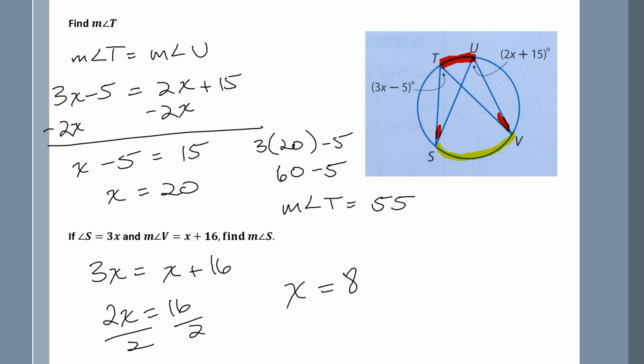We want to find the measure of angle S. So the measure of angle S would equal 3 times 8. So the measure of angle S is equal to 24.